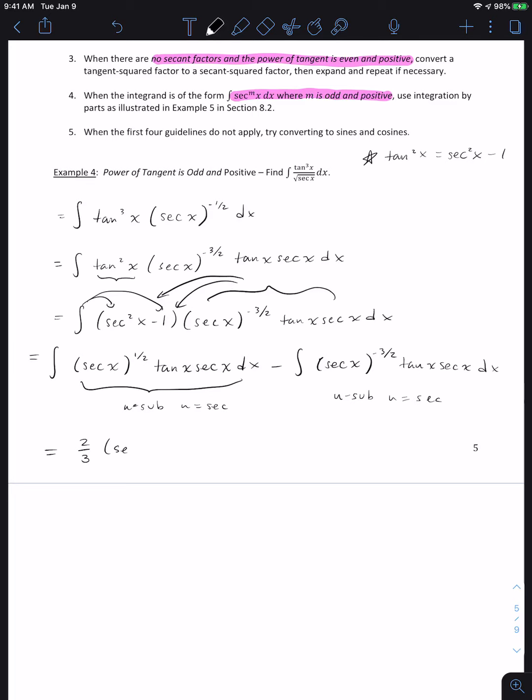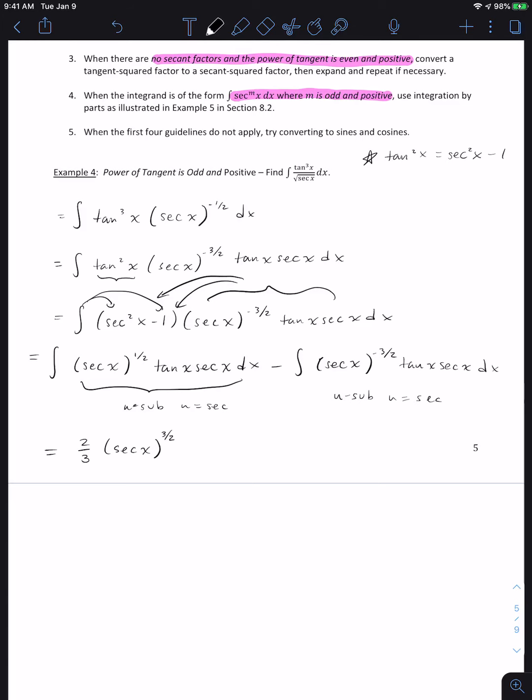Leave that secant x on the inside alone, the 3/2, and again, I don't have to chain anything on, because we're undoing the chain rule, and that tangent x secant x would have been chained on in order to get above. Remember, if I'm claiming that this is the antiderivative of there, I can take the derivative of this, and I will get secant to the 1/2 times tangent x secant x. You can always check yourself.